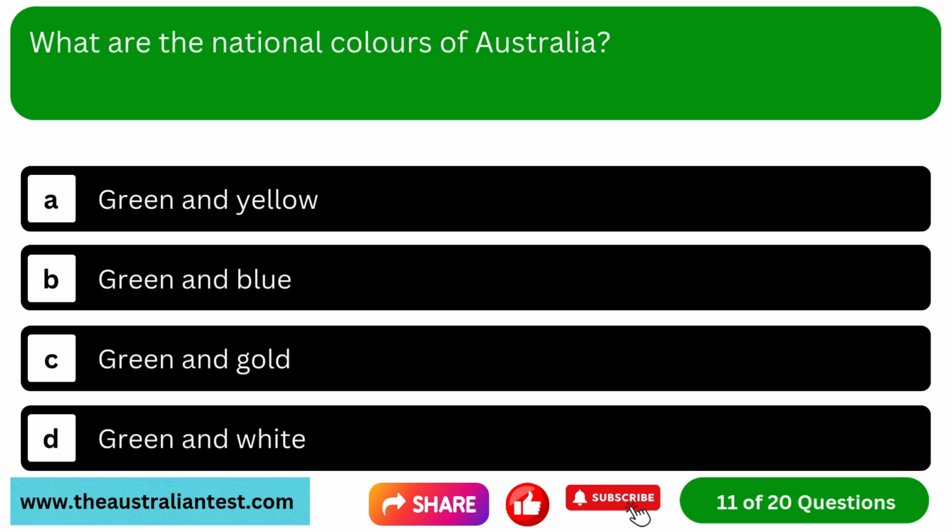Question 11. What are the national colors of Australia? Option A, green and yellow. Option B, green and blue. Option C, green and gold. Option D, green and white.